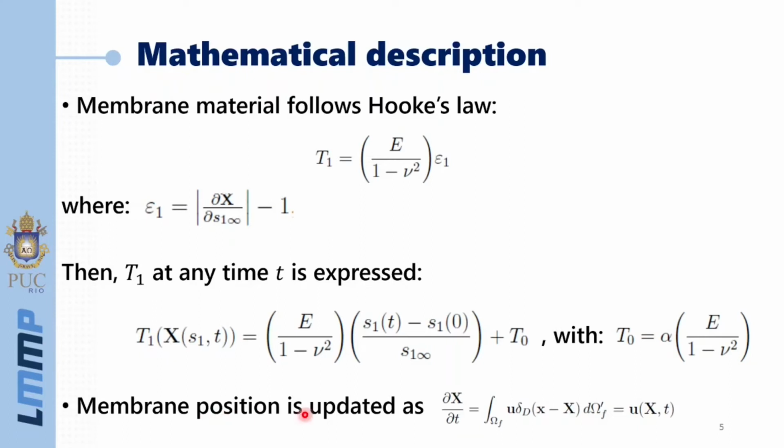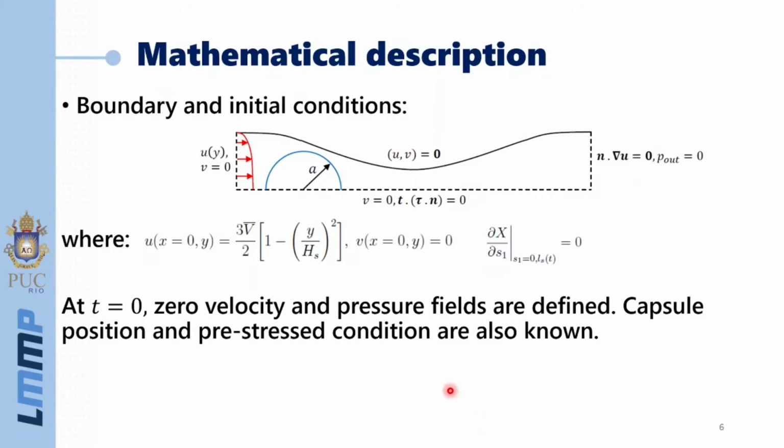The membrane position x is updated by the integral of the velocity times the delta function along the whole fluid domain Omega_f. Regarding boundary and initial conditions, on the left side at the inlet we impose a parabolic velocity profile. On the upper side at the wall, no slip, no penetration. On the right side at the outlet, developed flow and zero output pressure. On the bottom side at the symmetry plane, no vertical flow, zero tangential stress, and a geometrical condition for the membrane. At t equal to 0, zero velocity and pressure fields are defined. The capsule position and the pre-stress condition are also known.